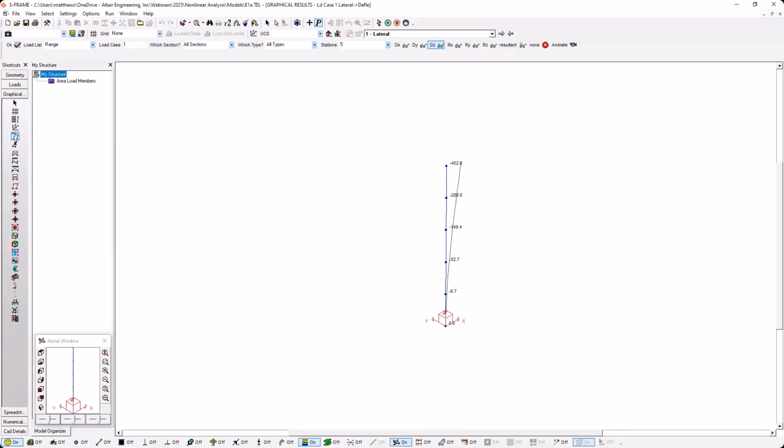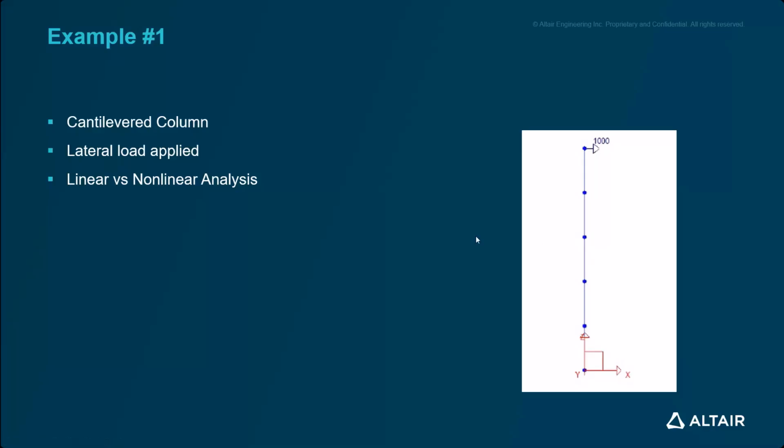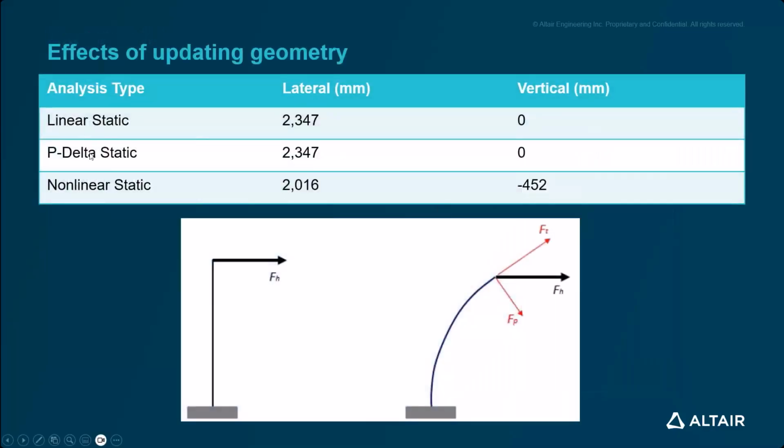P-delta static analysis. So if I were to actually plot this and compare them, we can see that for this particular scenario, we're getting identical results between linear static and P-delta static analysis. But for the nonlinear static analysis, we're actually getting a little bit different behavior. So we're getting less lateral displacement, but we're getting a non-zero vertical displacement.